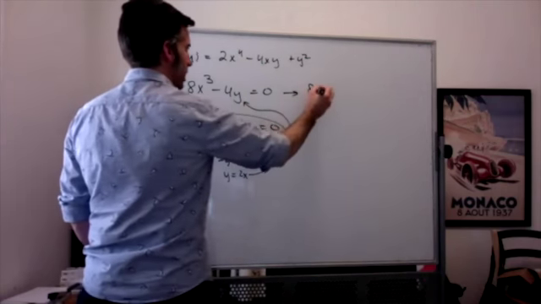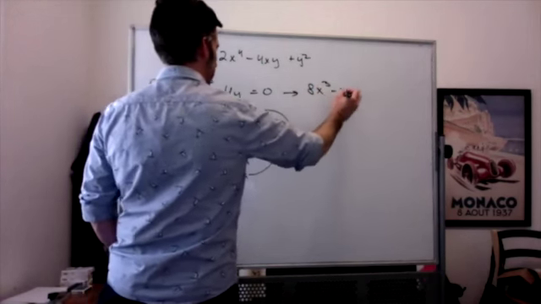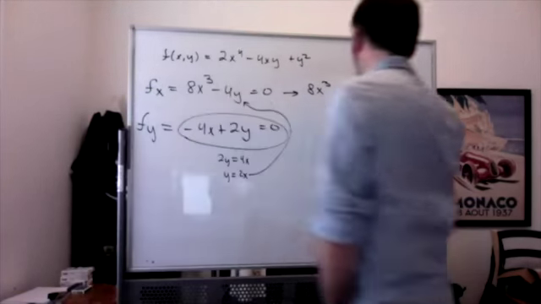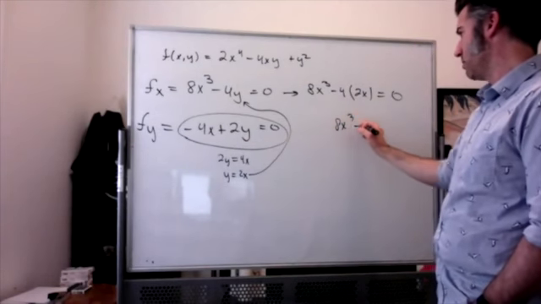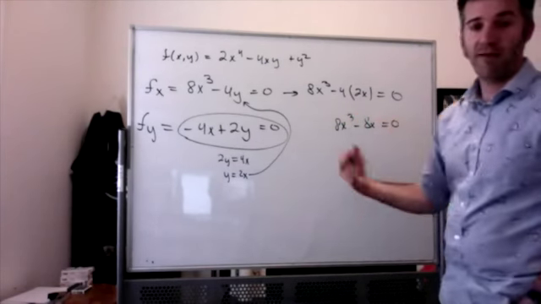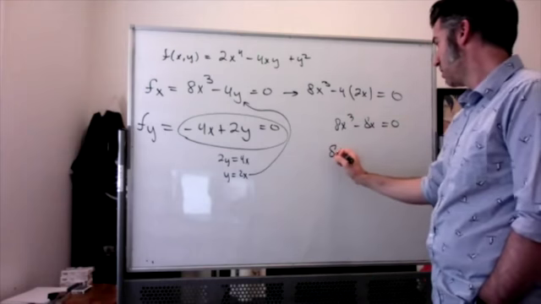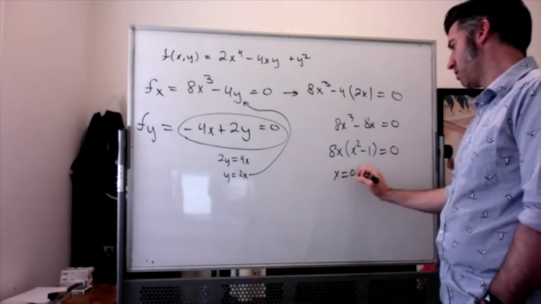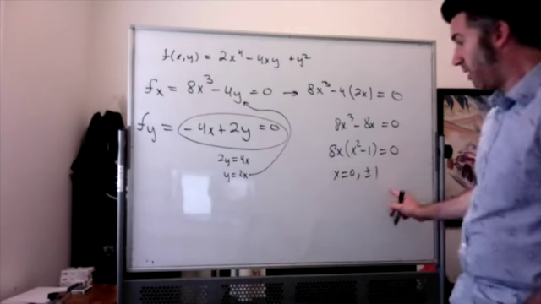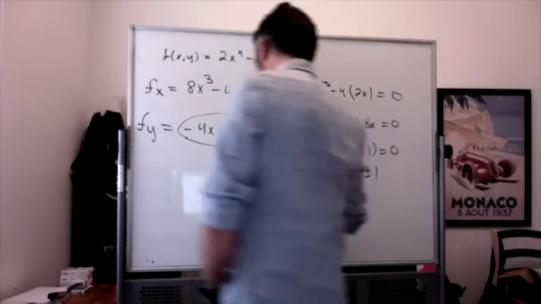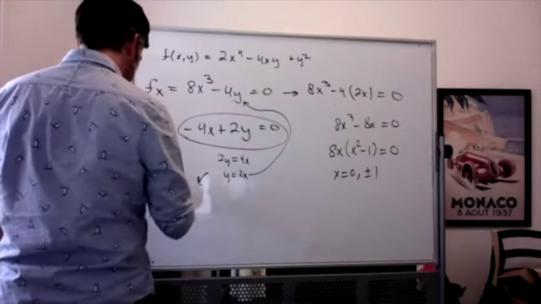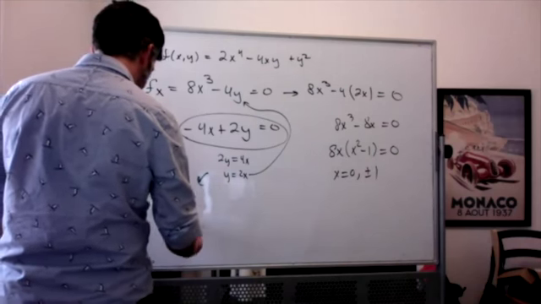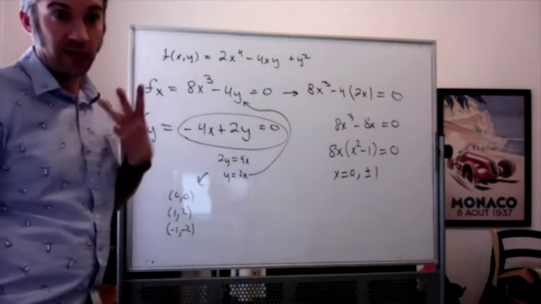So this is going to become 8x cubed minus 4 times 2x equal to 0. So let's see, I've got 8x cubed minus 8x equal to 0. Factoring is our friend. 8x times x squared minus 1 equal to 0. So x equals 0 or plus or minus 1. And then we go back over here and we say, okay, well, if x is 0, then y is 0. If x is 1, then y is 2. If x is negative 1, then y is negative 2. So we found our 3 critical points.